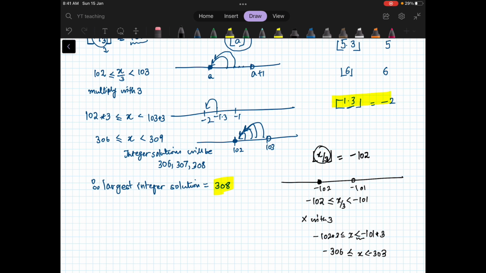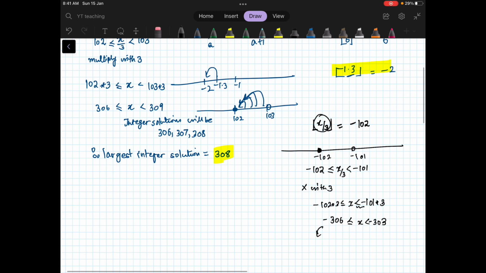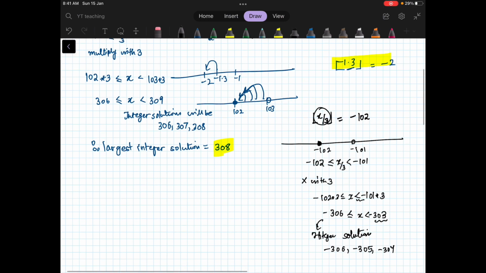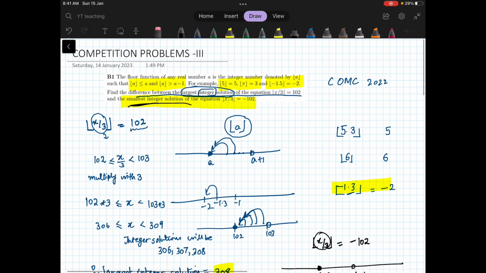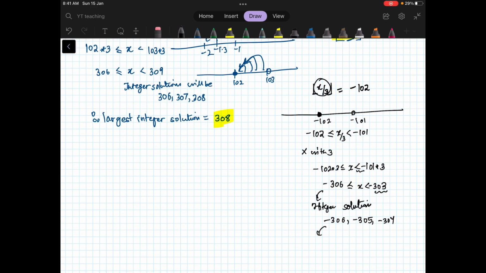So this is minus 306 less than or equal to x less than minus 303. Now you have to see what the integers are here. The integer solutions are minus 306, minus 305, and minus 304. Minus 303 is not included. Now we are looking for the smallest solution. Can you tell me what the smallest integer solution is here? You can write in the comment box and check if you are right. It is minus 306, not minus 304, because of the negative sign.